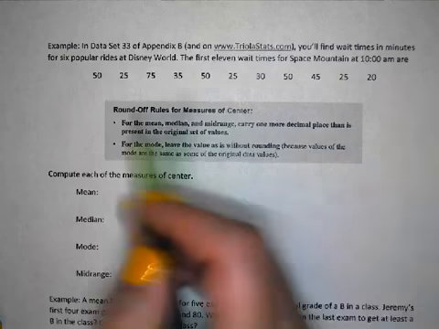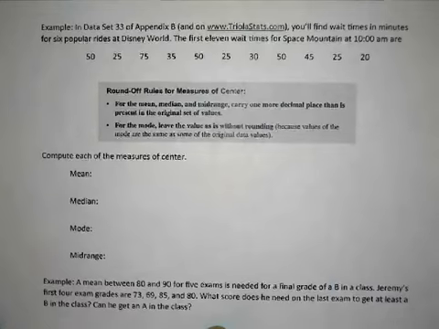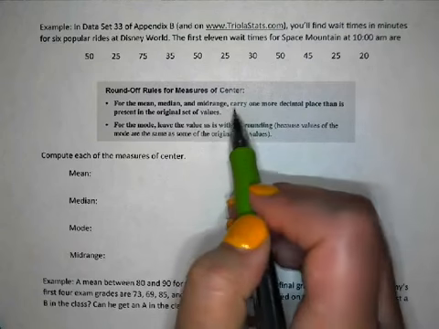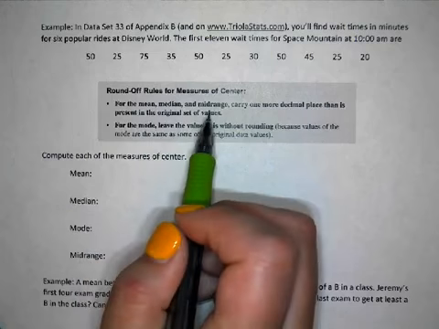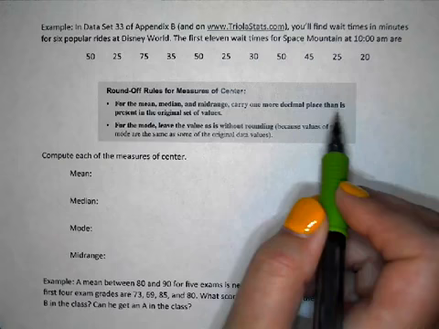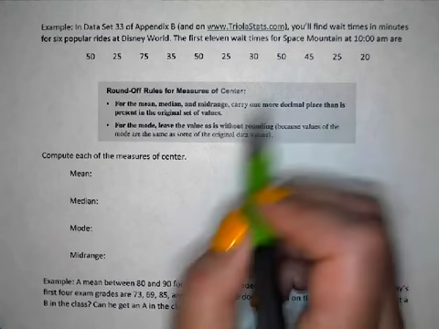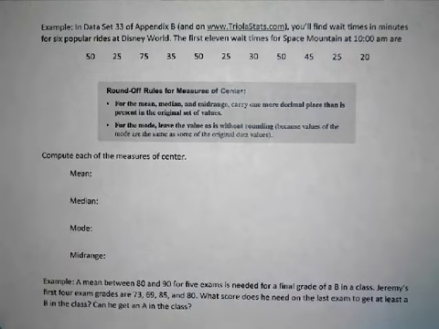So we're going to go ahead and compute the measures of center. The textbook gave us some rules to consider. If you're using the mean, median, or mid-range, then when you're doing those calculations, you can carry one more decimal place than is present in the original set of data values. So if you had a whole number, you could round to the nearest tenth. If you had a number that already had 3 decimal places, then you could do your computations to 4 decimal places.